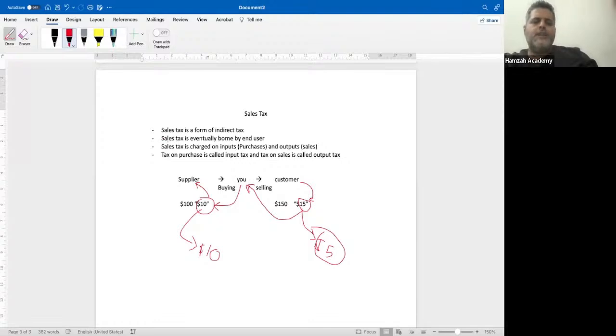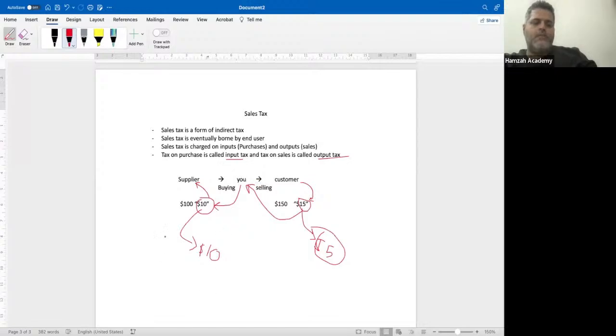So the tax on purchase is called the input tax, and tax on the sales is called the output tax. This is what the whole story is. This is what we are going to talk about with lots of twists and turns in order to understand what is happening. Nothing more than that, right? Nothing more than that. This is what we have to talk about and we have to generally discuss over here.